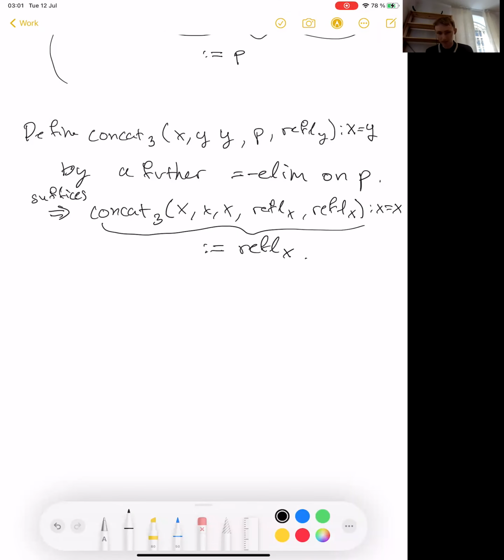Okay, so concat 3 is really a poor way of doing it, because we're just applying way too much path induction. I mean, again, path induction is great, but if you apply it too much, things won't reduce. So for example, concat 3, if you take refl composed with P using the concat 3 definition, that won't reduce to just P. That will remain as refl composed with P.